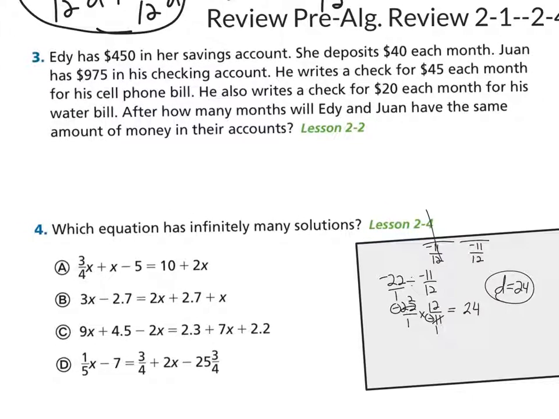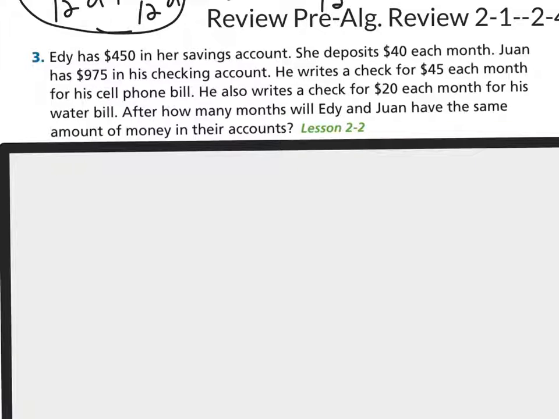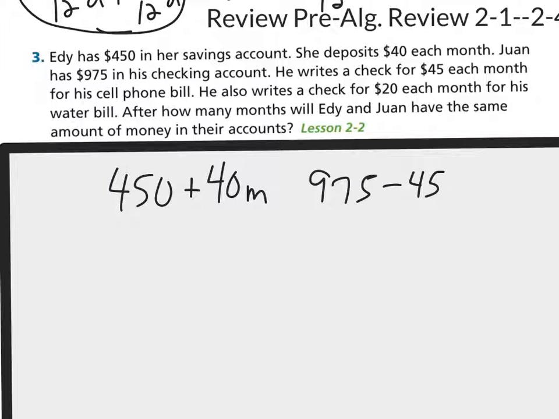Number 3. So Edie has $450, deposits $40 each month. Juan has $975, writes a check for $45 each month. Also writes a check for $20 each month. After how many months will they have the same amount of money? So something like that to start out with.